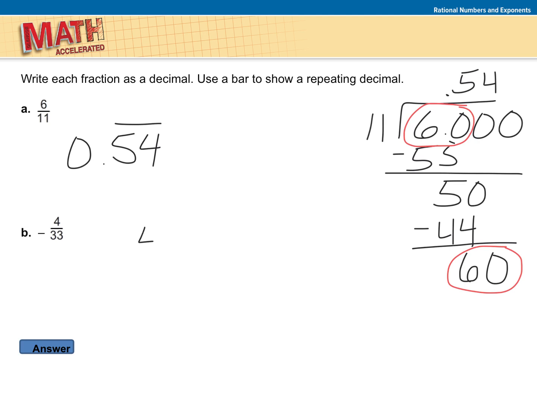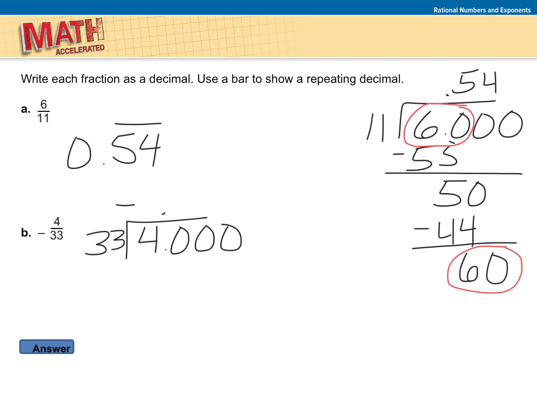4 divided by 33. And just remember there's a negative there. So your answer is going to be what? Negative. So I'm just going to put a negative up there. It doesn't work, so I've got to put a decimal and some zeros. What happens to that decimal point? Straight up. Okay, how many times does 33 go into 40?